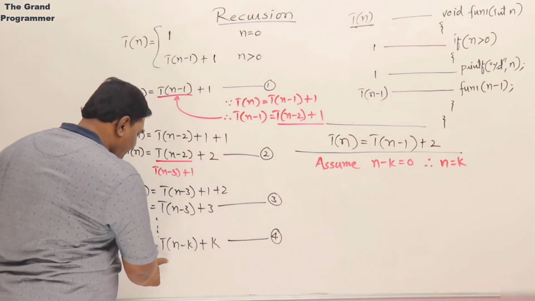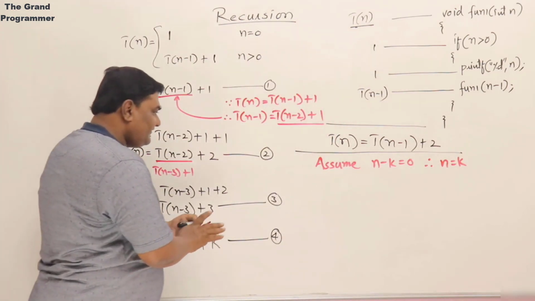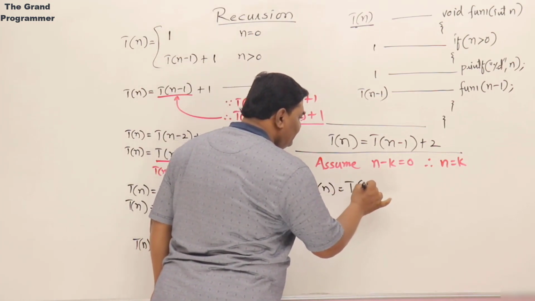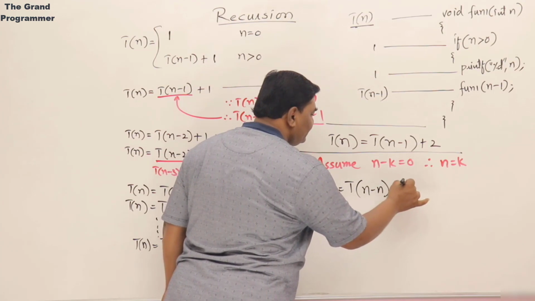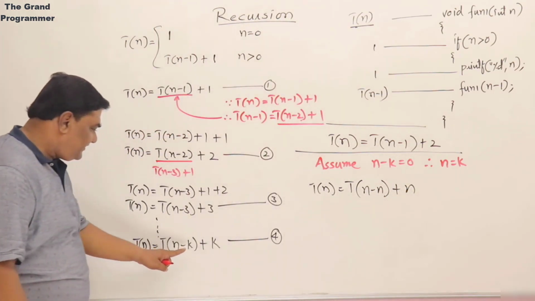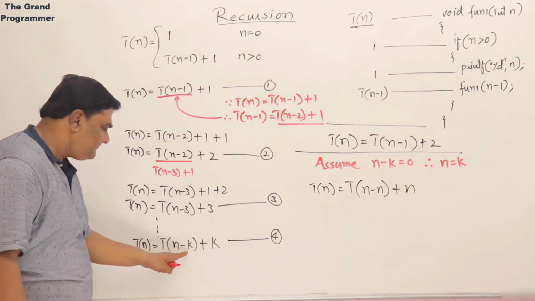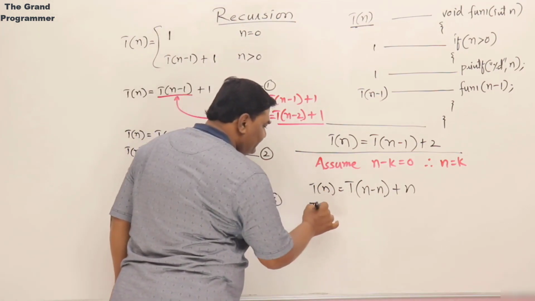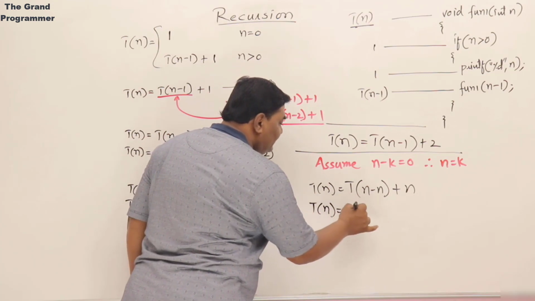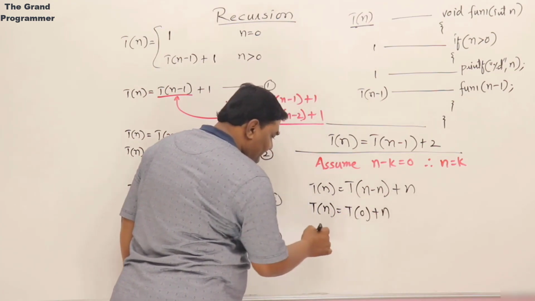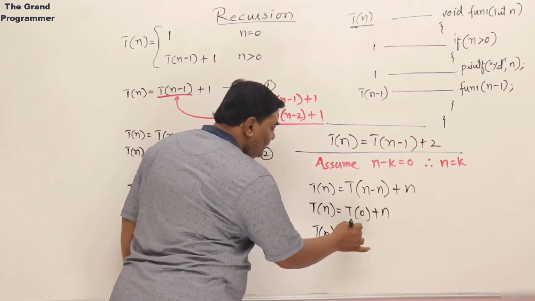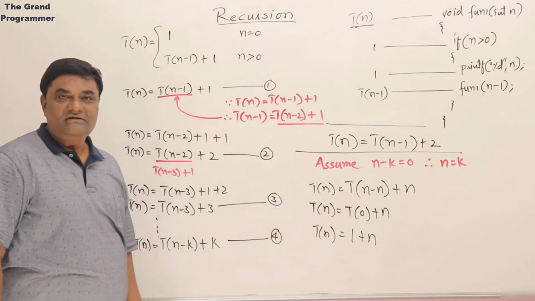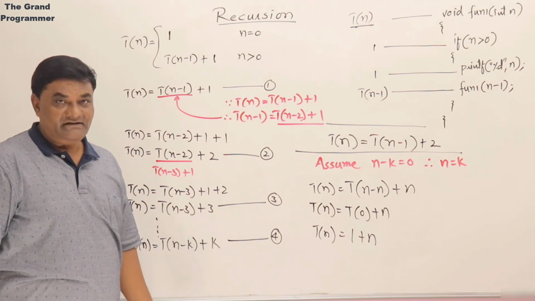So in this equation, if I substitute, that will be Tn is equal to Tn minus n plus n. So in the place of k, I have written n. So n minus n plus n. So I got this one. So Tn is equal to T0 plus n. So Tn is equal to 1 plus n. So that's all. I got the answer. Tn is equal to 1 plus n.